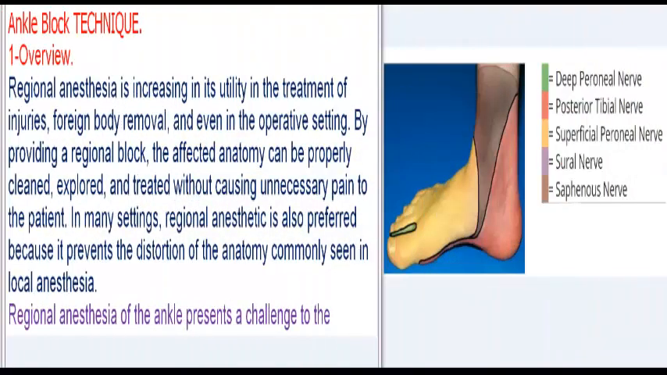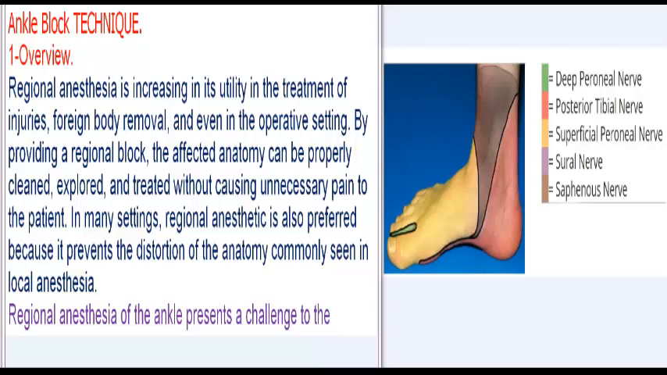Ankle block technique. 1 Overview. Regional anesthesia is increasing in its utility in the treatment of injuries, foreign body removal, and even in the operative setting. By providing a regional block, the affected anatomy can be properly cleaned, explored, and treated without causing unnecessary pain to the patient. In many settings, regional anesthetic is also preferred because it prevents the distortion of the anatomy commonly seen in local anesthesia.